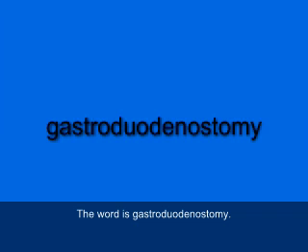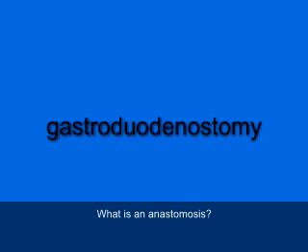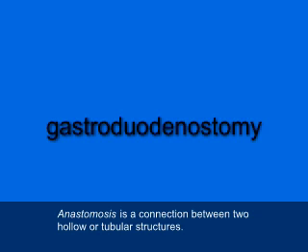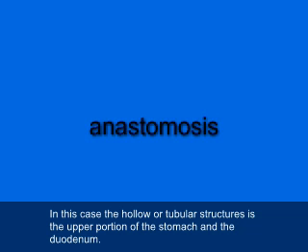Gastroduodenostomy. Okay, what is this, first of all? It's the establishment of an anastomosis between the upper portion of the stomach and the duodenum. What is an anastomosis? An anastomosis is a connection between two hollow or tubular structures. In this case, the hollow or tubular structures are the upper portion of the stomach and the duodenum.